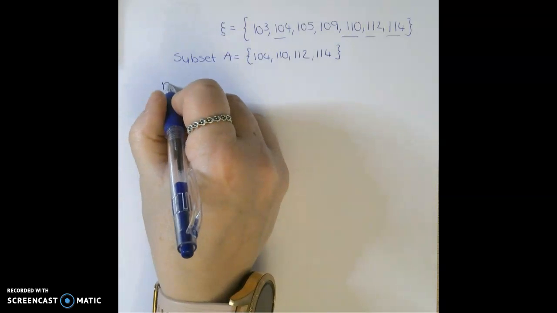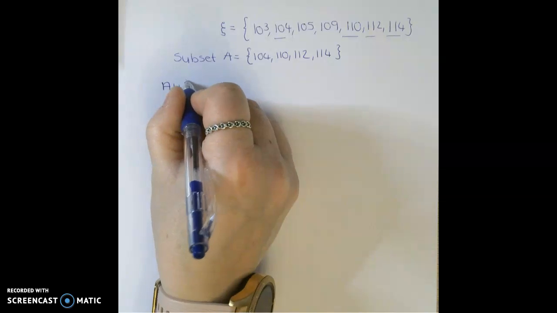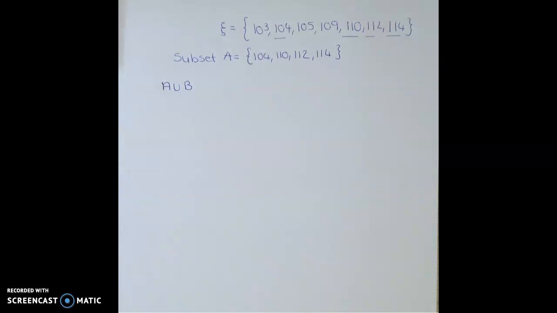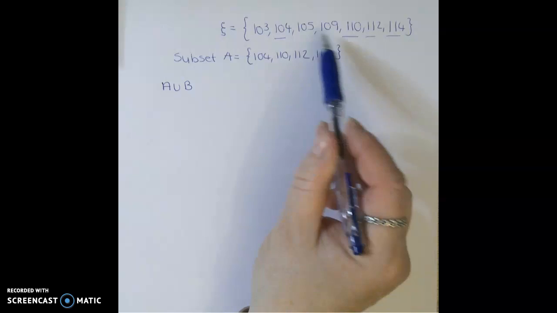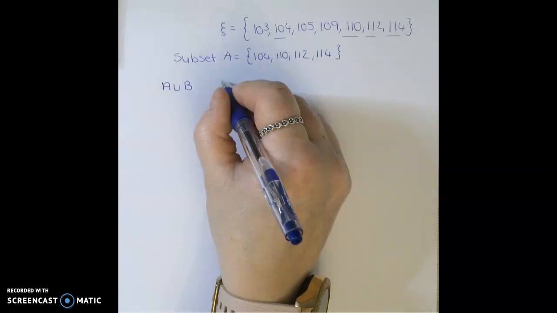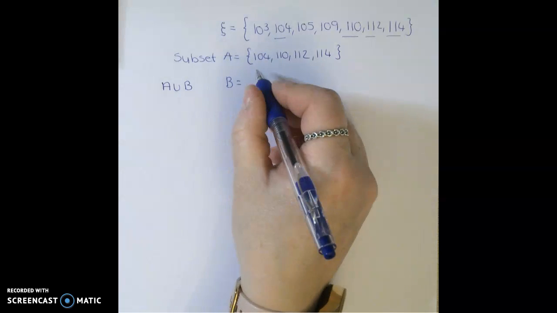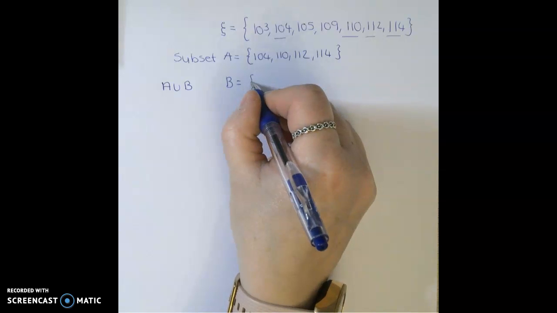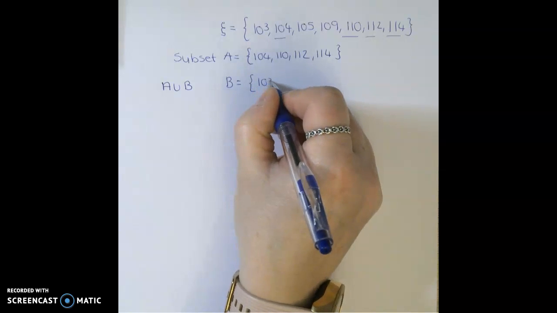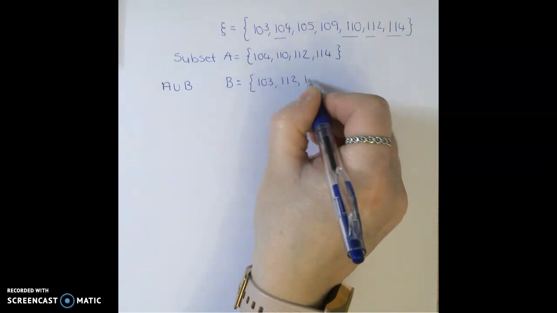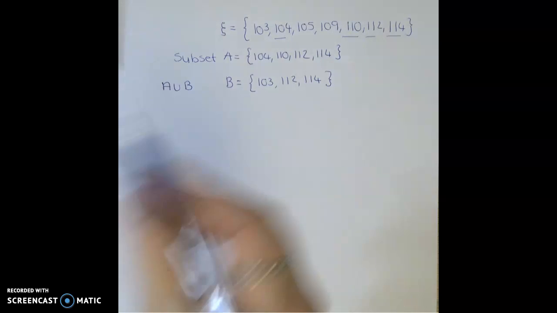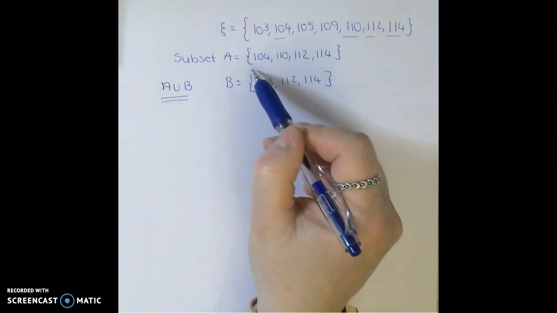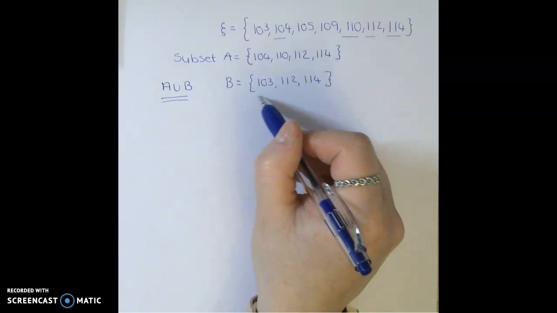So the question is asking us for A union B. So what we need to do is combine the numbers from the subset of A, because this is all the numbers that are in A, and the B subset, which was the numbers 103, 112, and 114. So A union B is all the numbers that are in A and all the numbers that are in B.